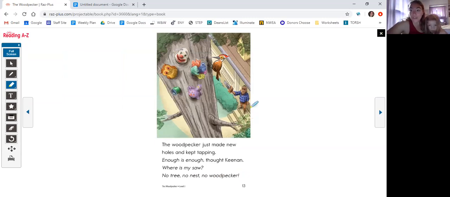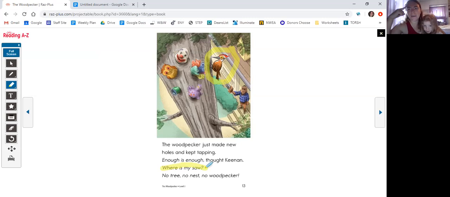No, silly. The woodpecker is still here and still making lots of noise. Uh-oh. Let's see. My next question is, why does Kenan say, "Where is my saw?" Pause your video and answer that question now. In the story I read that Kenan says, "No tree, no nest, no woodpecker." He's looking for his saw.